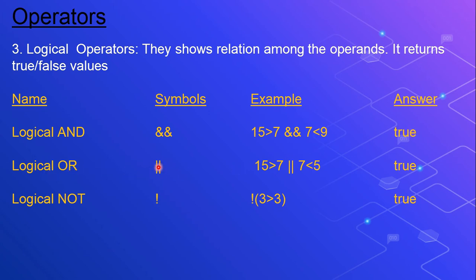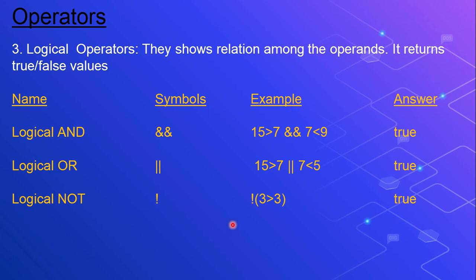Now logical OR. See the symbol again and how it is used in the expression. This is the first expression, this is the second. 15 greater than 7. True. 7 less than 5. 7 is not less than 5. This part is false, this part is true. So the entire expression will be evaluated to true. For logical OR, either this expression or this expression, any one is required to be true. Then the whole expression will be evaluated as true. Suppose both are true, then also it will be evaluated to true.